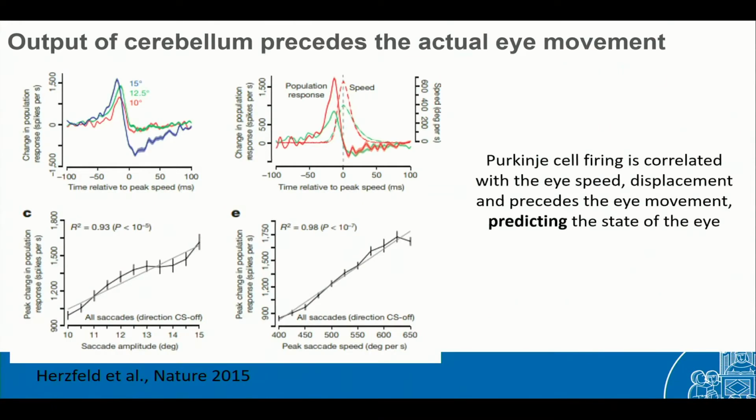And they were able to find a correlation. You see here, for example, the change in the population response according to 3 different target saccades at 10, 12, and 15 degrees. They also clearly show the predictive capability of the Purkinje cell, which anticipates the kinematic motion of the eye.